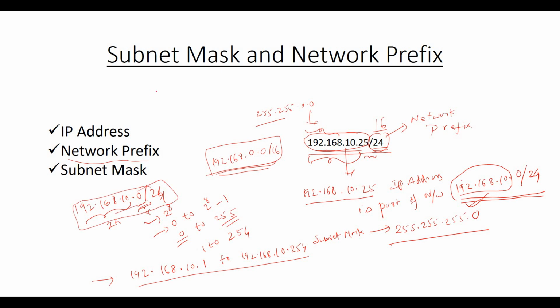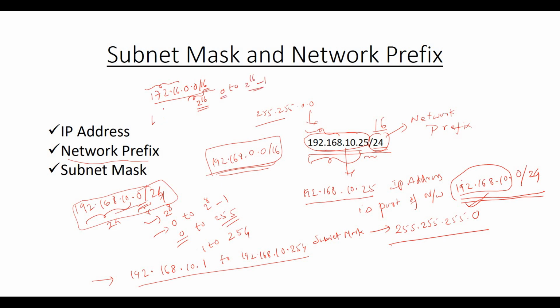Similarly, if we have 172.16.0.0/16, what is the IP address range for this network? Here 16 means the first 2 octets will represent the network part. So the remaining 16 bits will be for host addresses, so we can have a total of 2^16 host addresses. That means from 0 to 2^16 minus 1.